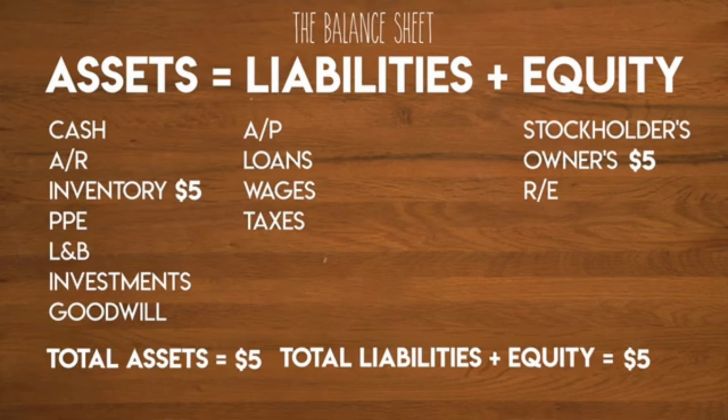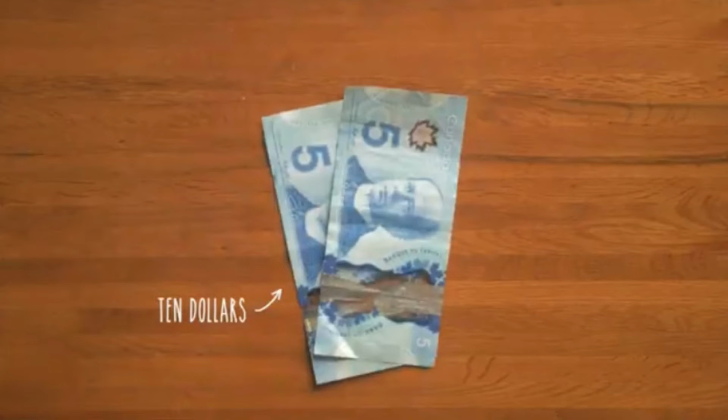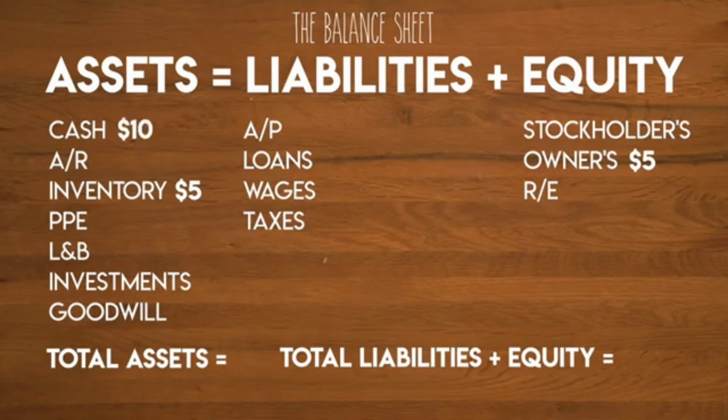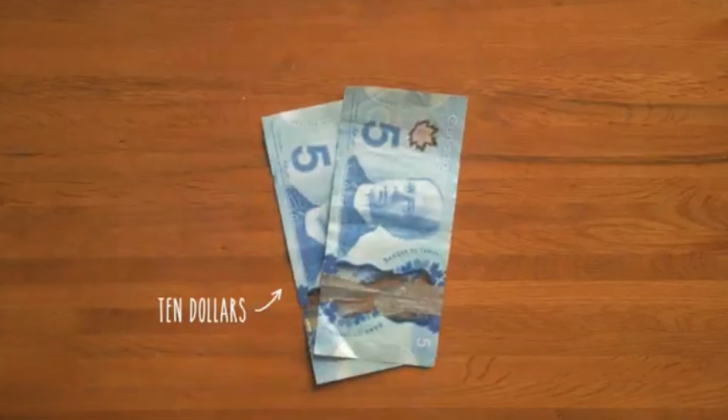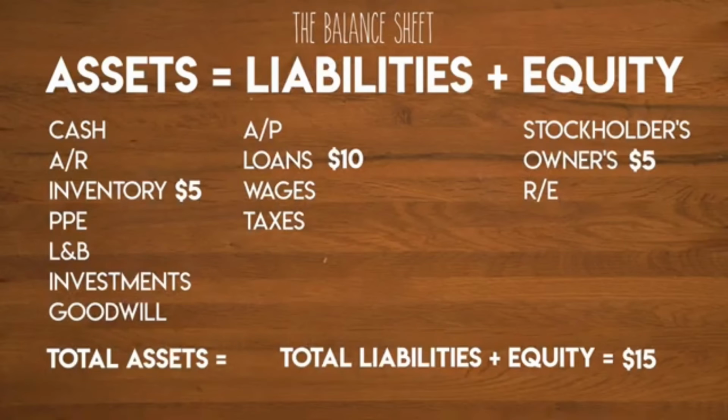Now I need to pop this corn, but I don't have enough money to go and buy a pot. So I go to one of my friends and I ask them if I can borrow $10. The business's cash increases by $10 and loans payable go up by $10 as well. Total assets are now $15 and my liabilities plus my equity are now also $15. We're still in balance. I then go and spend this $10 on a pot. My cash goes down by $10 and my equipment goes up by $10.